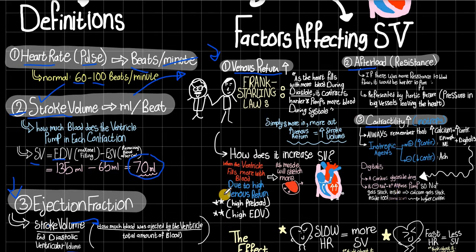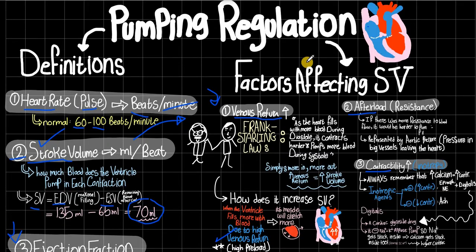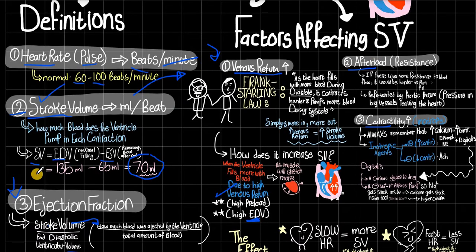So when the ventricle fills with more blood due to high venous return, it will have more preload, which means that it will have more end-diastolic volume. So it will stretch more, it will contract harder, and it will give us a higher stroke volume. So the first one is really simple and is really important, and it's known as Frank-Starling law. It's simply known as if the venous return increases, the stroke volume is going to increase.